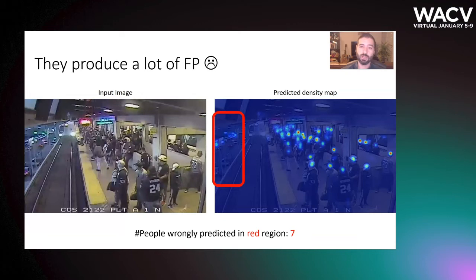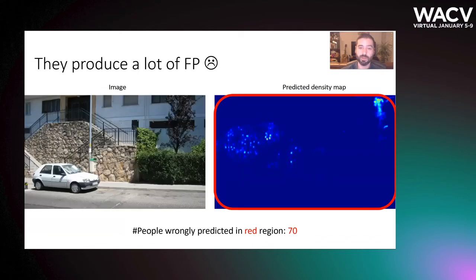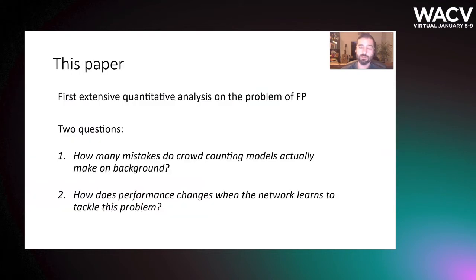However, when we look at the results on this specific image from a metro station, we can see that the model outputs quite a lot of false positives, or wrong predictions, on the left side inside the red box, where the model mistakes some lights for people. Similarly, in this image the model mistakes some foliage and some stones for people and outputs a wrong count of 70.